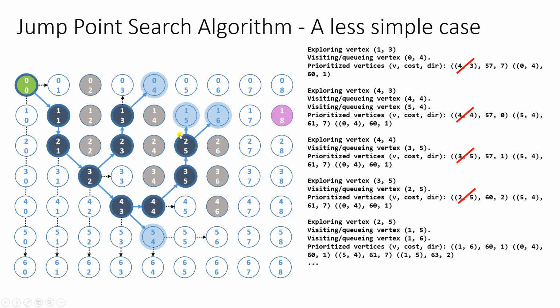Vertex 2, 5, as we explored it, produced 2 new jump points. One is vertex 1, 5, and the second one is vertex 1, 6. Okay, we already concluded that vertex 1, 6 is a jump point because it's next to the vertex 2, 6. And what about vertex 1, 5? Well, vertex 1, 5 is next to the vertex 1, 4, which is also an obstacle.